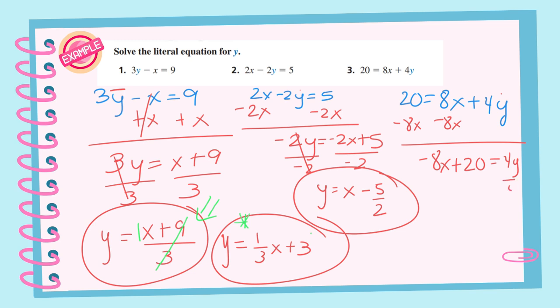I divide by 4, correct? If I divide by 4, is y left alone? And what's negative 8 divided by 4? Negative 2x. And what's 20 divided by 4? Positive 5. And that will be your answer.